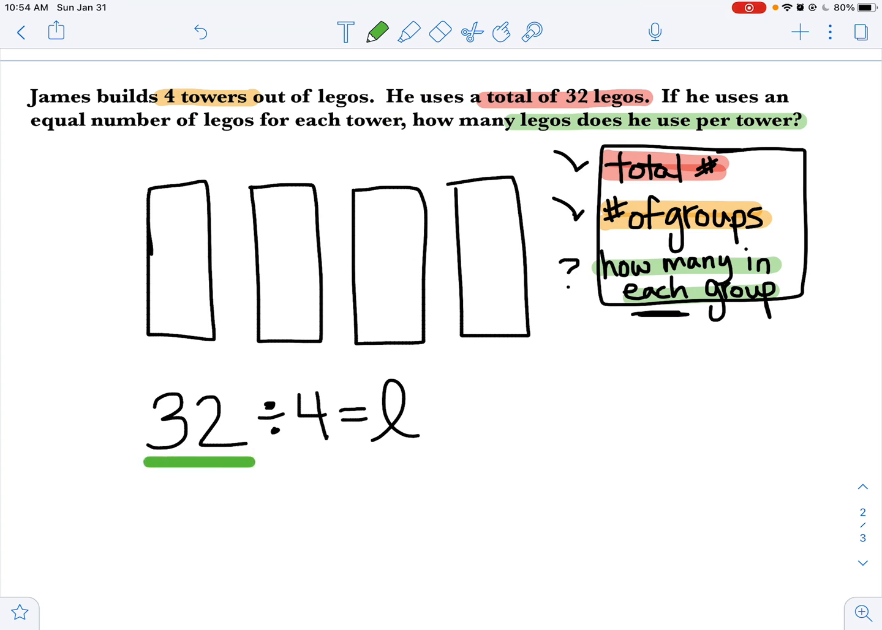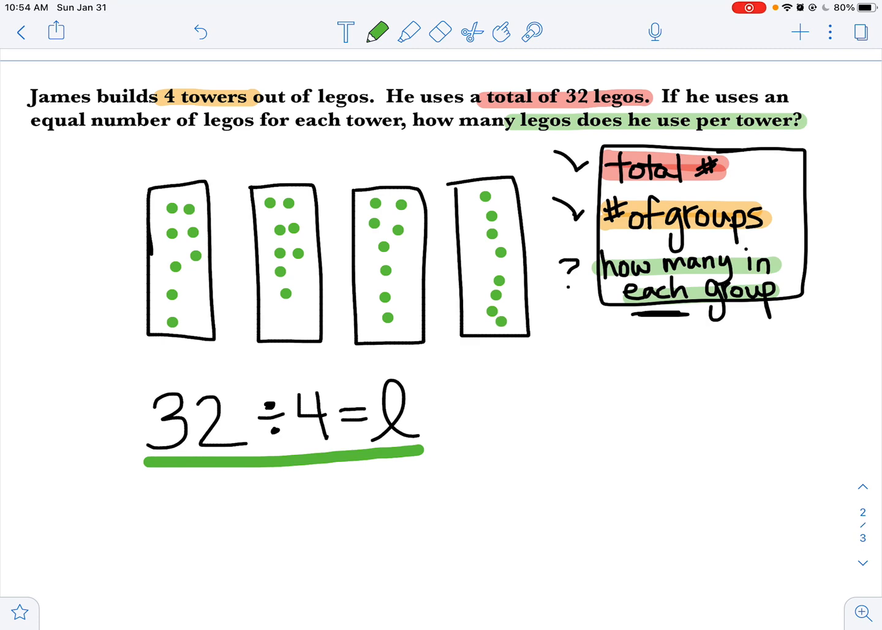Remember, you don't have to do this part. You're just going to need to be able to show the number sentence. But if you've got time, go ahead and solve. 1, 2, 3, 4, 5, 6, 7, 8, 9, 10, 11, 12, 13, 14, 15, 16, 17, 18, 19, 20, 21, 22, 23, 24, 25, 26, 27, 28, 29, 30, 31, 32.